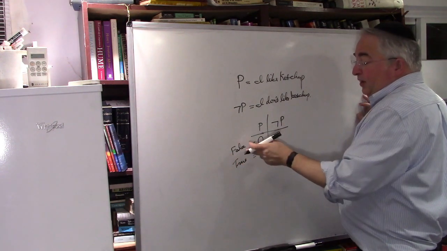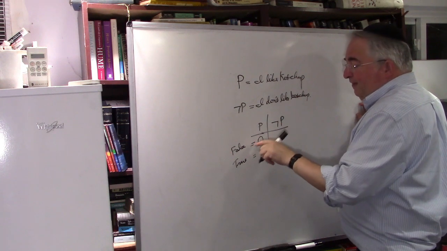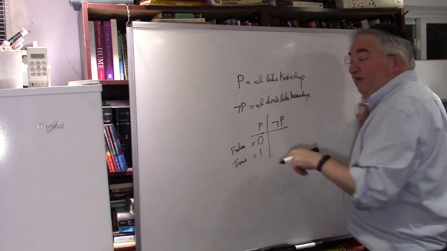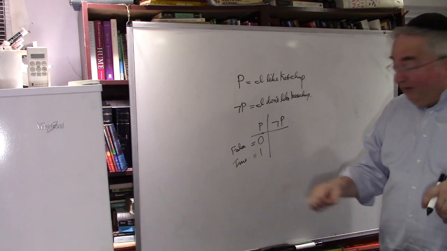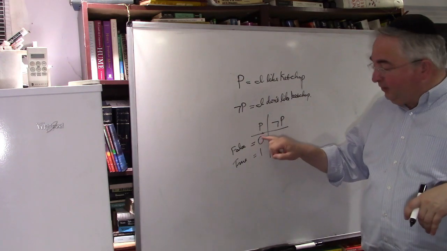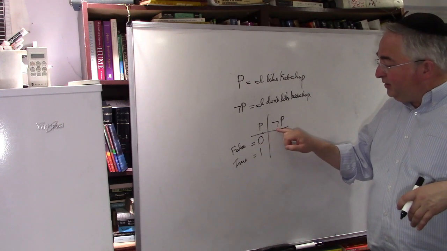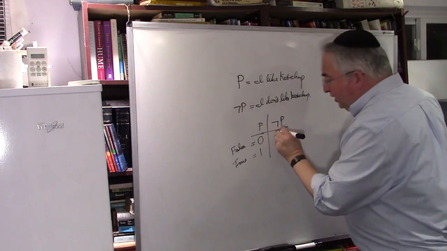Okay, so we're going to have that always. So if it's 0, then what is not P? Let's say P stands for I like ketchup. If that's false, if I don't like ketchup, then the statement I don't like ketchup is true.